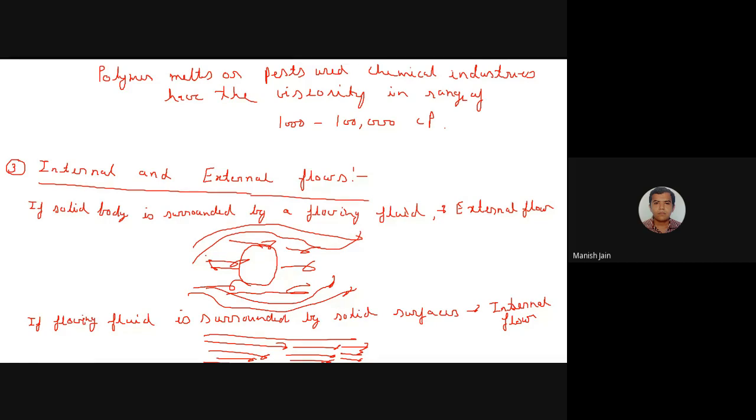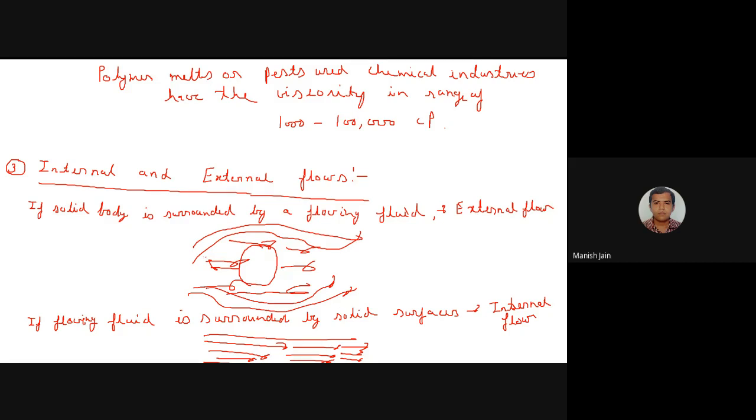Then you have to transport that petrol or diesel, the product, from the refinery to the petrol pump. So that transportation occurs inside pipelines. To design the pipeline, you have to simulate how much pressure drop is occurring in the pipeline, which type of pumps are required, and how big the pumps must be for transporting the fluid. All these things we will study in internal flow.